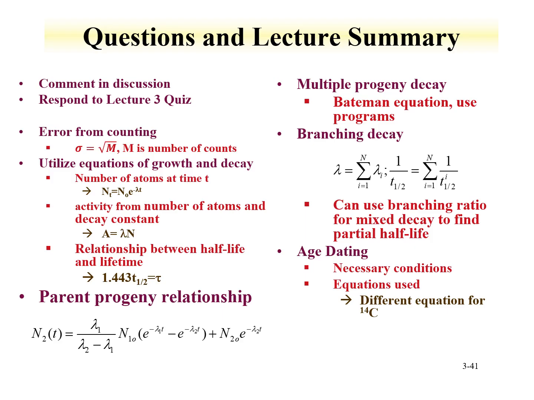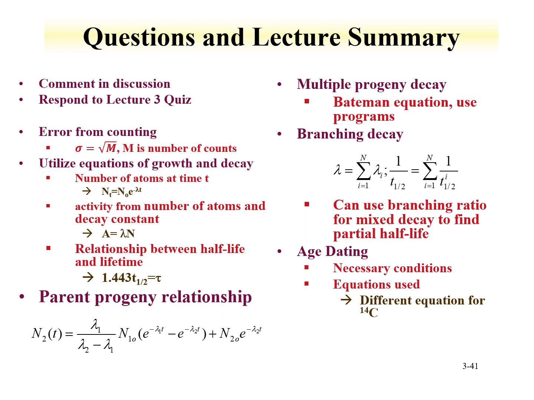The lecture summary, those terms and concepts that you should focus on from the lecture, are shown here. The error in counting is an important term that was discussed, and it's simply the square root of the number of counts. This dictates conditions when one does work with radioactive material. There were a number of examples of utilization of equations of growth and decay. Examples include determining the number of atoms at time t from an initial amount of atoms using this equation, and the activity from the number of atoms and the decay constant. This is a very fundamental equation, activity equals lambda N, and the relationship between half-life and the lifetime. This shows that the average lifetime for an atom is a little bit over the half-life.